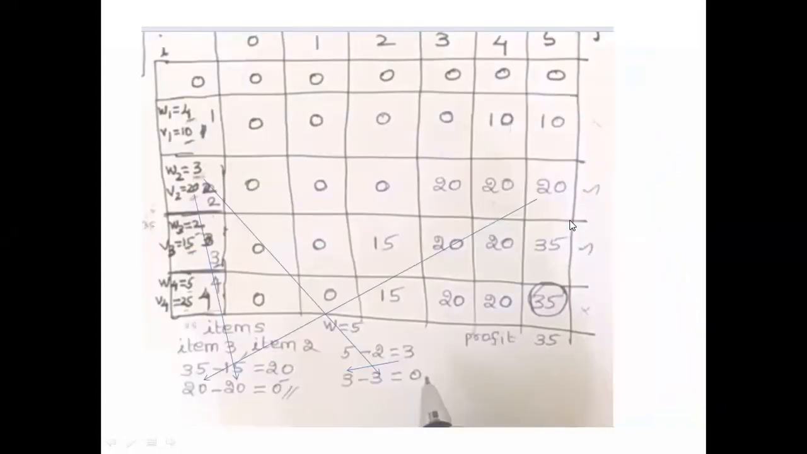So that is 3 minus 3, 0. And what is the previous value? The corresponding value is 20. You write this 20 here, and the corresponding value is 20. So 20 minus 20, 0. So when you are getting 0, 0, then you have solved the problem correctly.